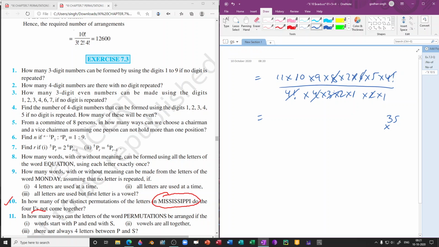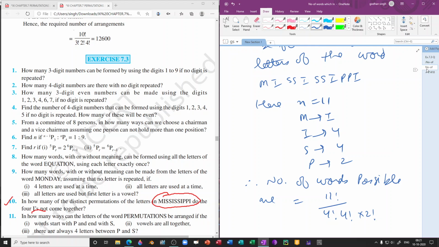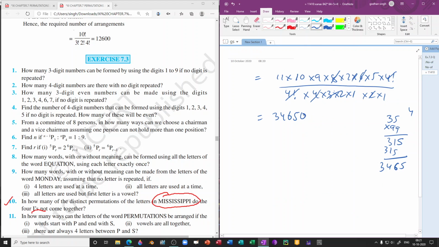35 into 7 into 5 will be 35. 35 into 9 into 11, that is 99. So this will give us 9 into 5, 45, 4 carried over, 9 into 3, 27, 27 plus 4, that is 31. So here also 3, 1, 5, and 1 times 10 is here, so this will become 34650. So these are the total number of words which can be formed by using all the letters of the word Mississippi.